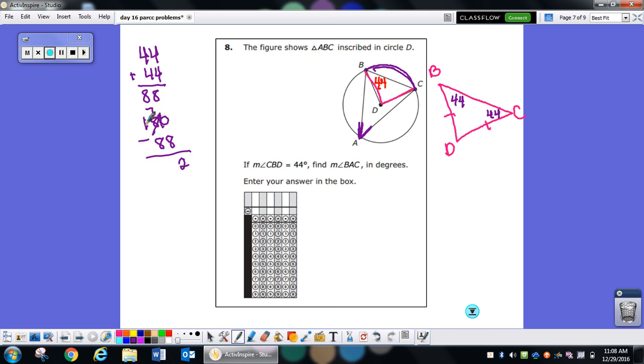So 17 minus 8 is 9. So that angle is 92. Now that is a central angle, which means arc BC is 92, which means angle BAC is 1/2 of 92, which is 46 degrees. Okay?